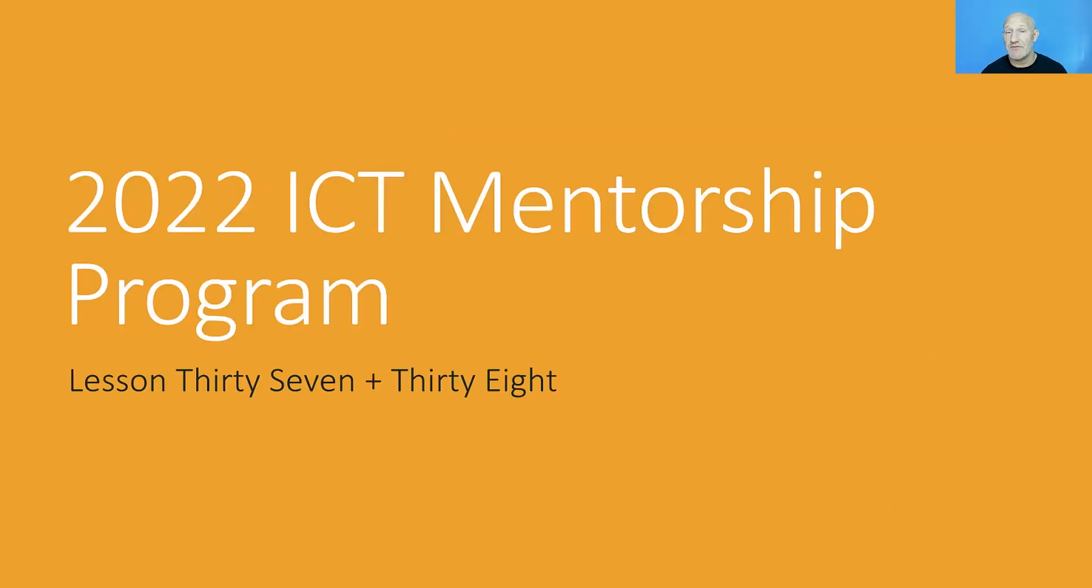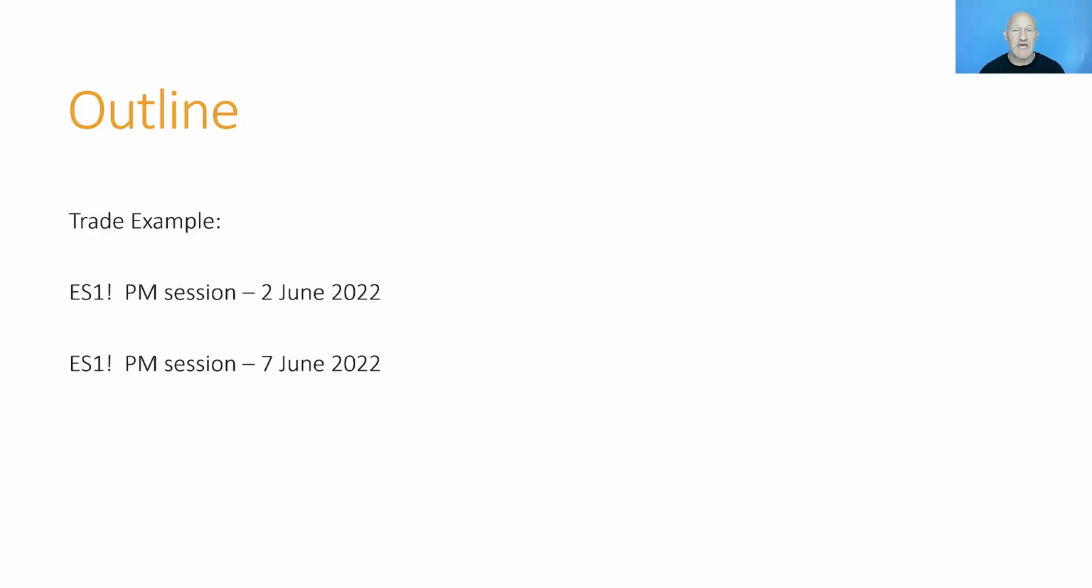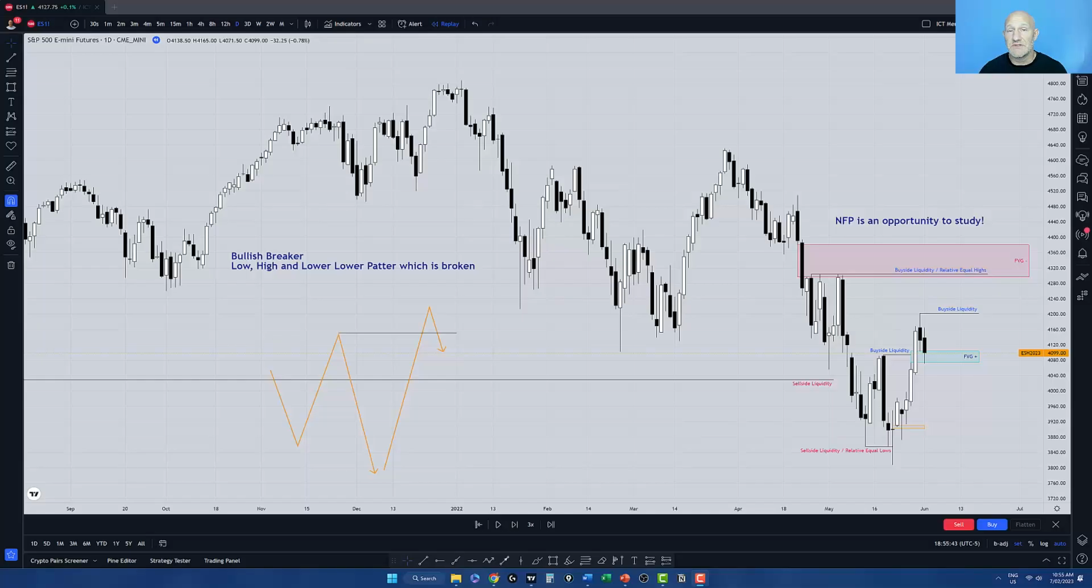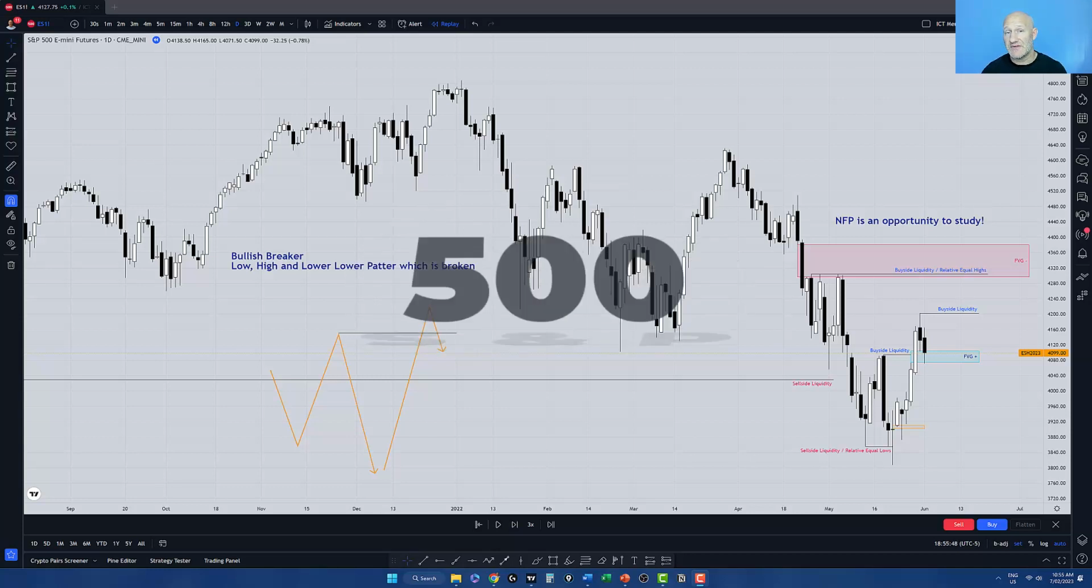Today's video is a review of lesson 37 and 38 of ICT's 2022 Mentorship Program. As I mentioned earlier, we're going to be looking at two trades that ICT set out in his two lessons: one in the PM session on the 2nd of June, which is just before non-farm payrolls, and another on the 7th of June 2022, which is also in the PM session. So we'll start by looking at the daily chart on the ES, or the S&P 500.